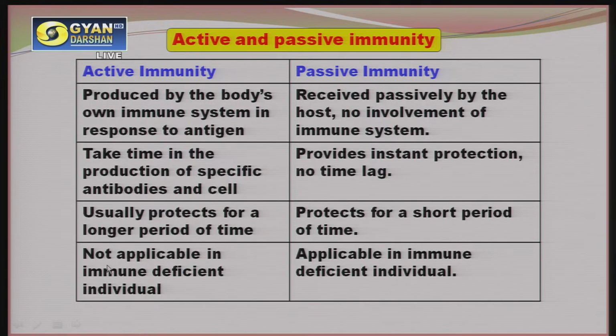If any person is immune deficient, you can say they are immunocompromised, and active immunity is not applicable in such an individual. In the case of passive immunity, it is applicable in immune deficient individuals.